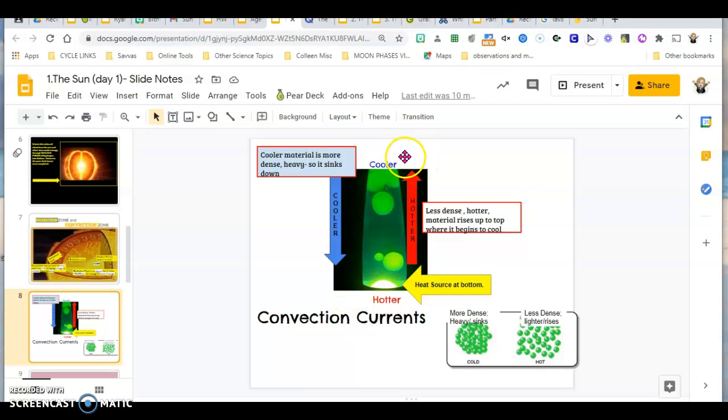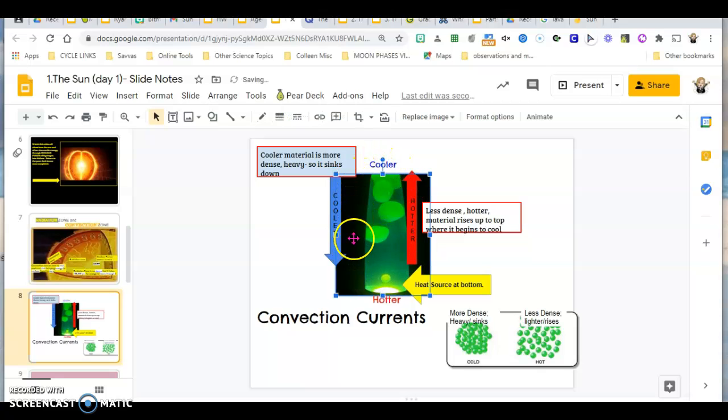Now at the top of a lava lamp, there's no heat source, and therefore the molecules get closer together. They get more dense. They look like this, closer together. That makes them heavier, and they sink back down. And the process continues over and over again, rising and falling, and that is called a convection current.